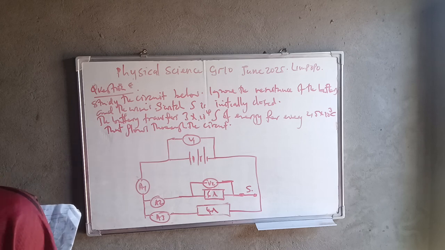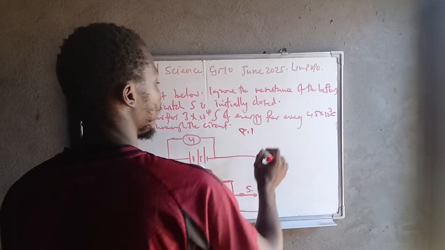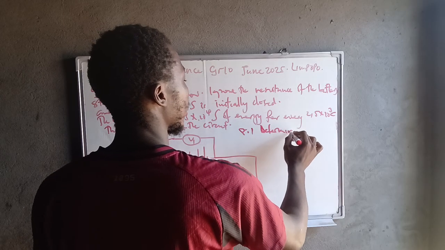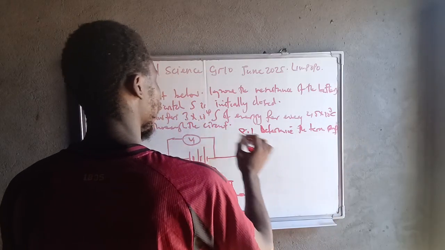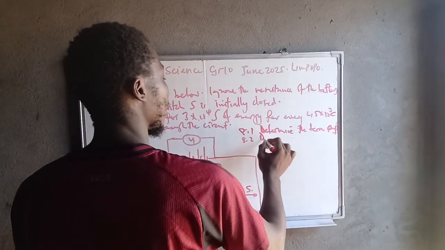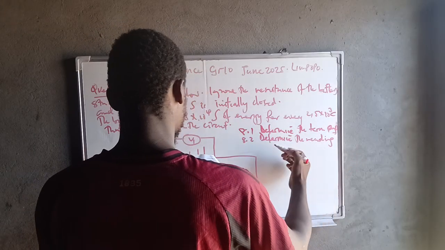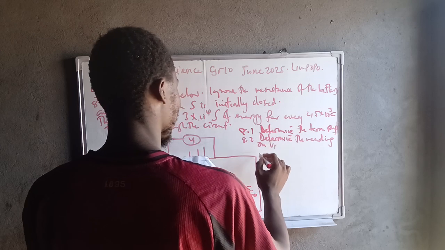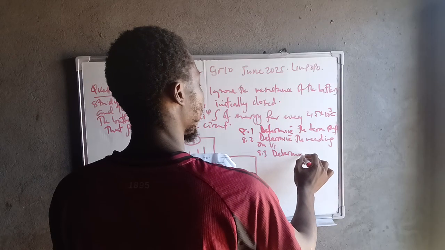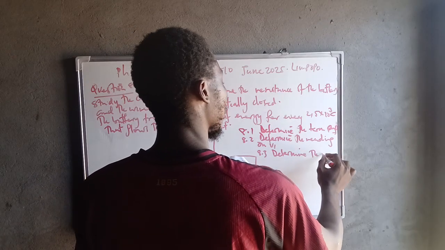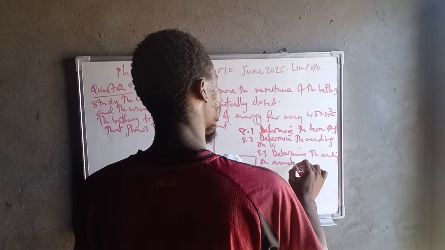So the questions. 8.1 says determine the term EMF. Then 8.2, determine the reading on V1. Then 8.3, determine the reading on ammeter A1.